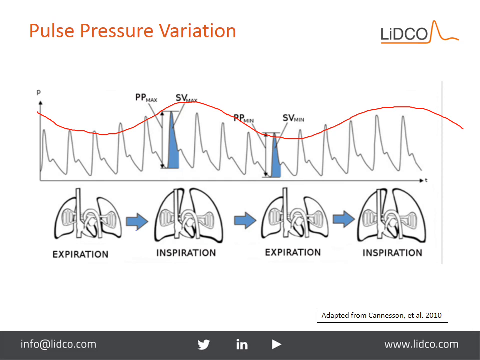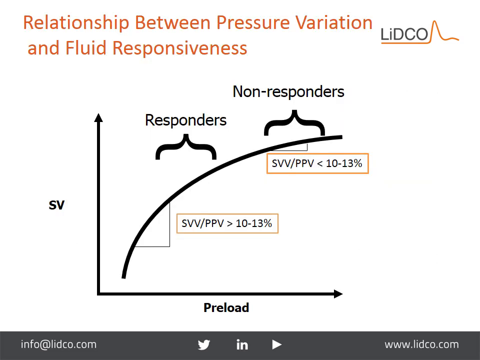Conversely, if the waveform is flatter, meaning that there isn't that much variation, such as with the blue line here, our patient most likely will not respond to fluid, and that is typically known as less than 10% variation. So this is what we're talking about, in essence, the relationship between pulse pressure variation and fluid responsiveness.